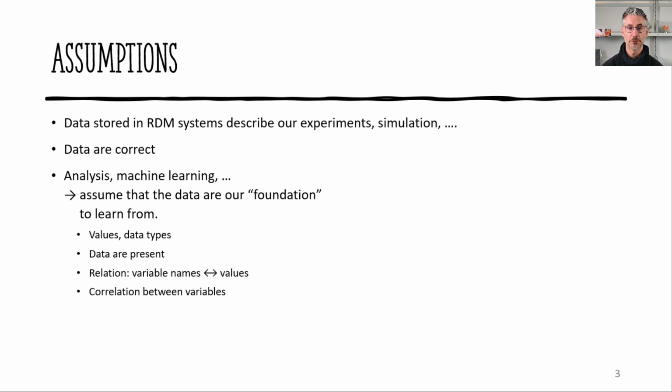And indeed, if you want to make use of this data for the later analysis or machine learning and so on, we make the assumption that the data can be our foundation to learn from, or to build our simulation from, or to ground the analysis in. So we have different things that we need to talk about: the data values, the data types, which data are present, how they are related, and also which correlations we have between variables if we want to exploit them, for example, in machine learning.